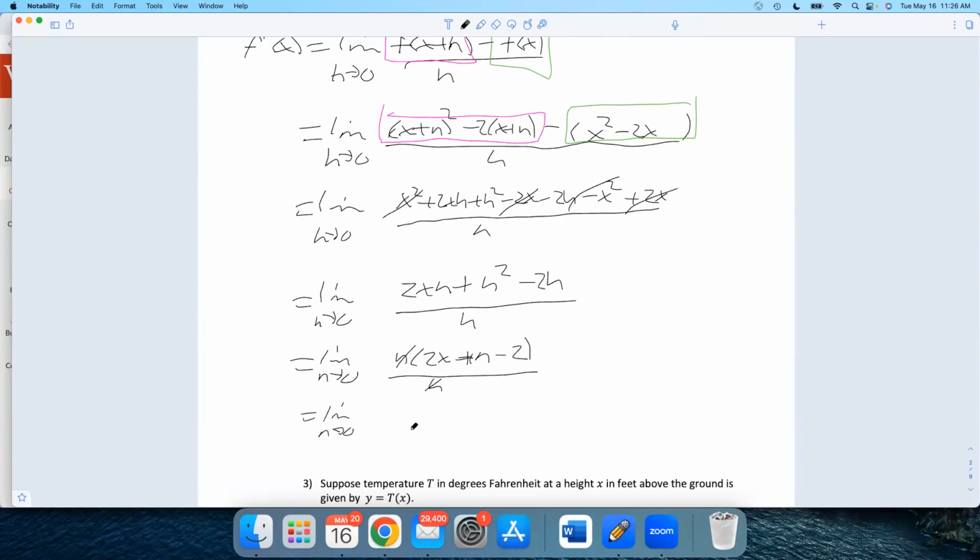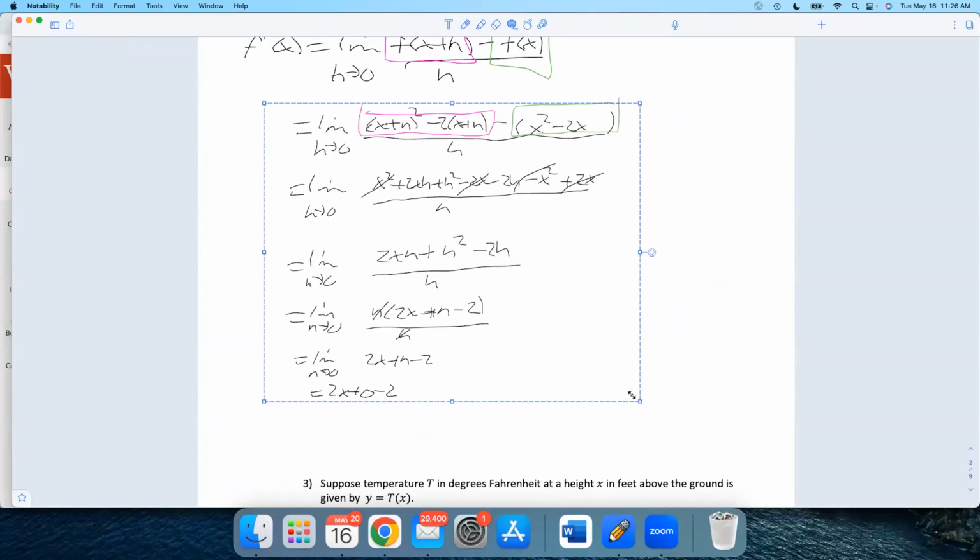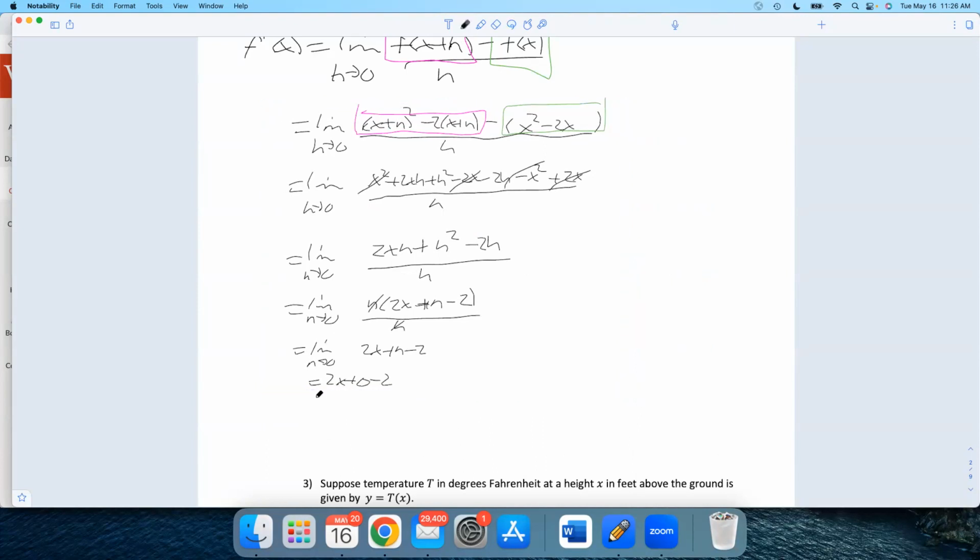Limit as h approaches 0, 2x plus h minus 2. And now finally, at this step, I can actually plug in h equals 0. So that'd be 2x plus 0 minus 2, which is, I've run out of room. I like to keep this all lined up. This really should go here. Maybe I'll make it a little smaller so that I can do that. (2x minus 2). So after all that work, we have now shown that the derivative of my function is 2x minus 2.